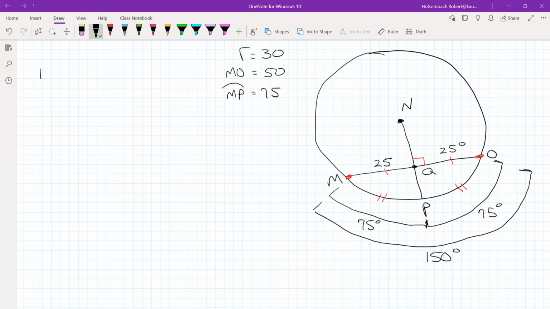First question asks you to find arc OP. Well, we already did that, didn't we? All right. OP is the blue arc right here, 75 degrees. Number 12 asks you for MO. That was a tough one. That was given. M to O is 50. Number 13 asks for MQ. And again, we've already done it. This segment from M to Q is 25 because M to O is 50. So MQ is 25.